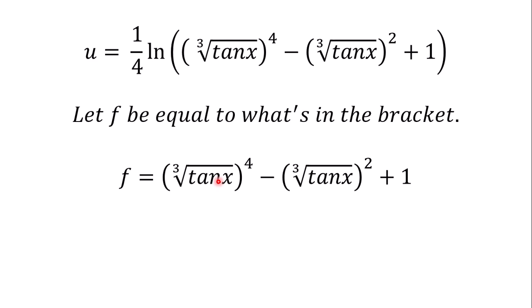Then we decrease the power by 1. So 4 over 3 minus 1 will give us 1 out of 3, and 1 out of 3 is the same thing as cube root of tangent x. Okay? So when we differentiate this, you're going to get 4 over 3 times secant x squared times cube root of tangent x.